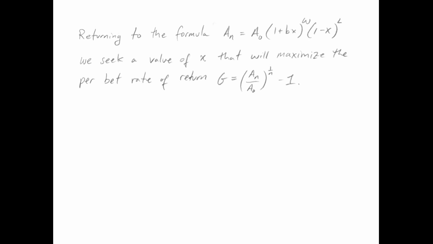Okay, so let's now go back to this bankroll model. This is the compounding bankroll model. That A sub 0 is my initial capital, W is my number of wins, L is my number of losses, B is the odds that I'm given, and X will be how much I wager based on the given odds and what I believe the true probability is, which is where I think those W and L values will fall. Right? So we seek a value of X that will maximize the per bet rate of return G.